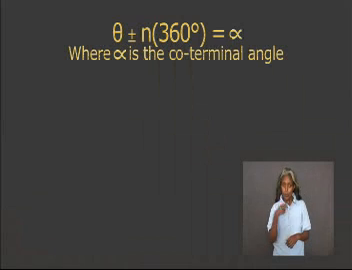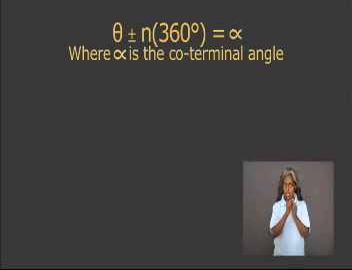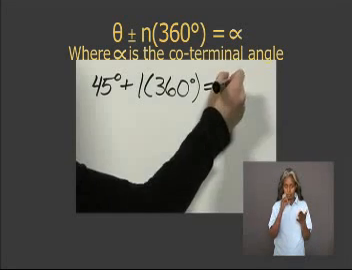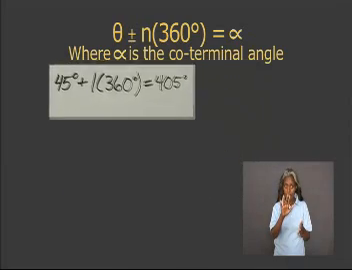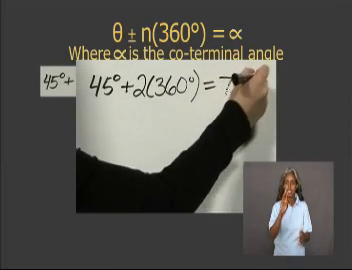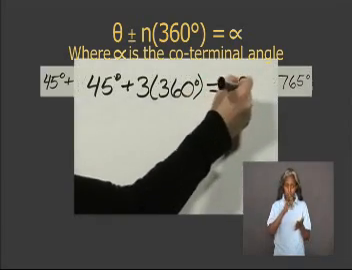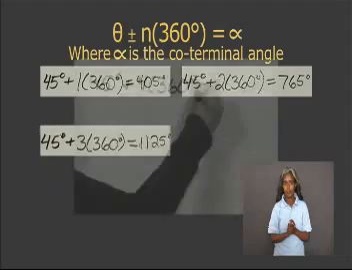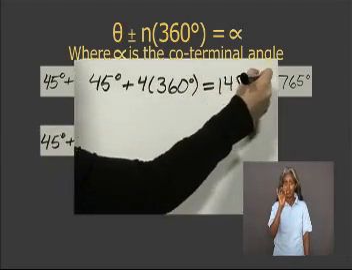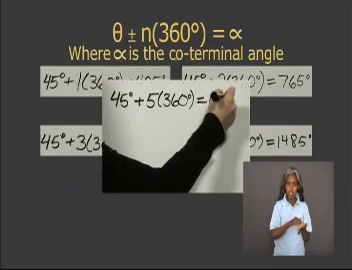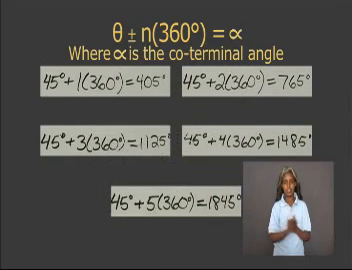We use the formula that we just learned to find that the first 5 angles that are coterminal with a 45-degree angle are angles that are 405, 765, 1125, 1485, and 1845 degrees. Those are some big angles.